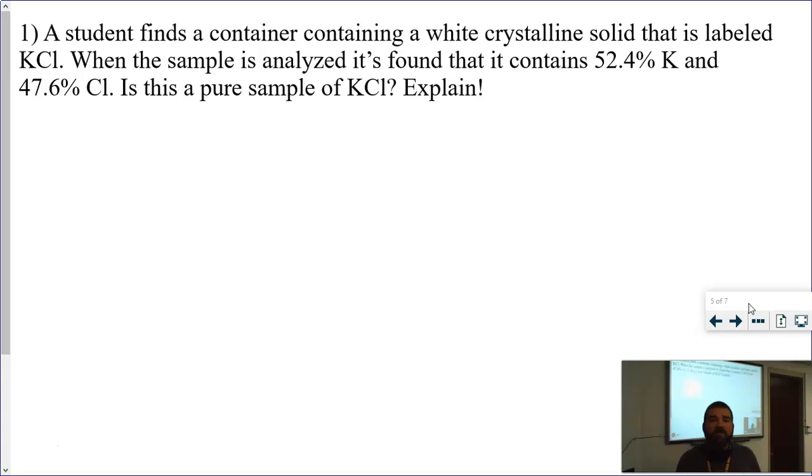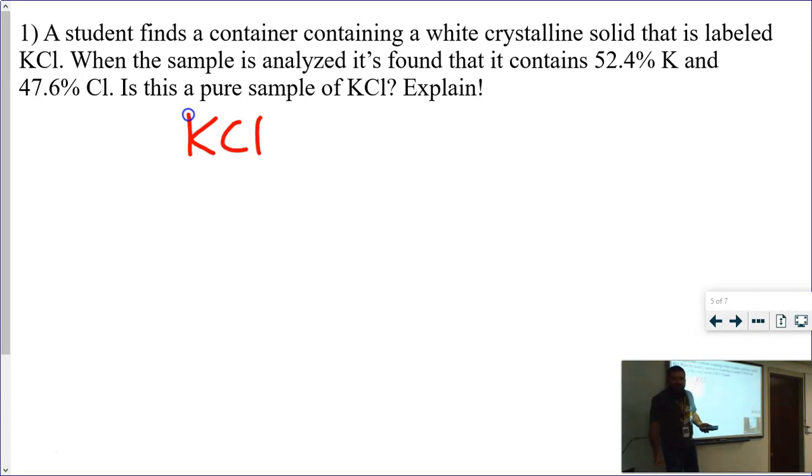Explain. In order to answer this, we probably need to know what the actual percentages of potassium and chlorine should be, right? If I have KCl and nothing but KCl in a sample, there's a specific ratio between those two elements in that compound. Now, when we give you these percentages, this is by mass, right? So 52.4% potassium means that 52.4% of the mass of that sample is from potassium, and 47.6% of the mass of that sample is from chlorine. So let's figure out what the actual percentages are here. So I have KCl.